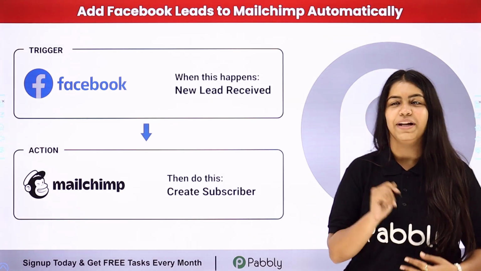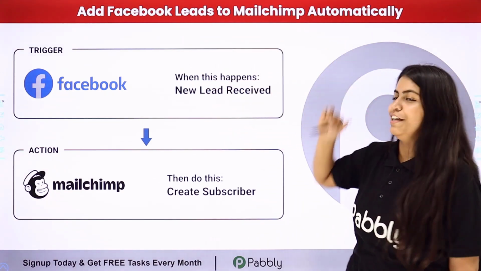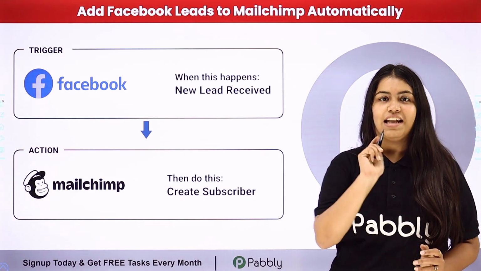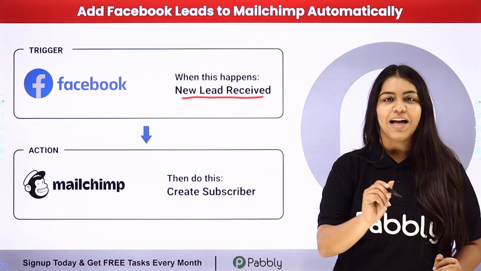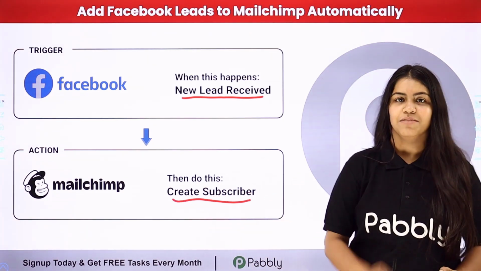The title of our today's video is How to Add Facebook Leads to Mailchimp Automatically. So I'm running a business, and to promote my business I'm running lead ads, and I wish that as soon as a new lead is received in my Facebook lead ads, automatically with the help of that details, a new subscriber should be created in my Mailchimp too.